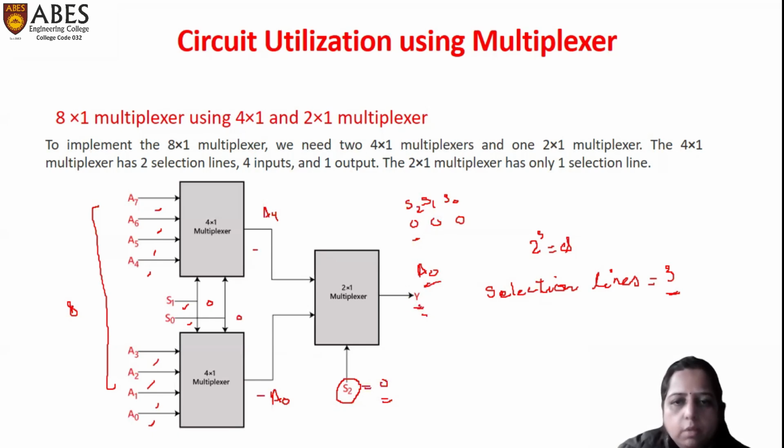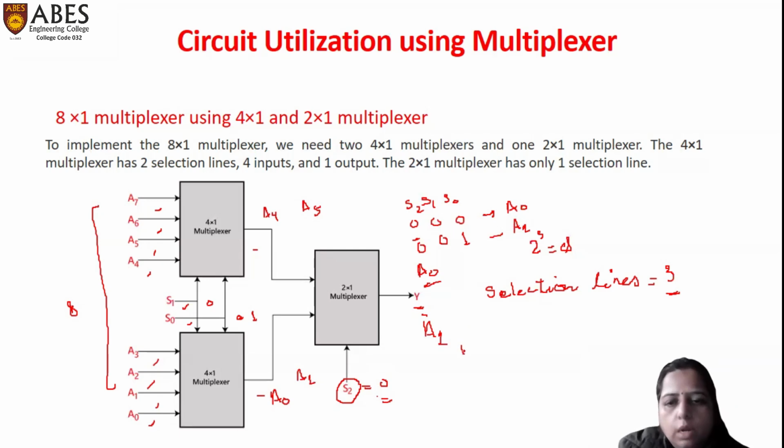Similarly, we can see another example if we have 0, 0, 1. Here S0 is equal to 1 and S1 is equal to 0. So for this input, the upper multiplexer gives A5 and the lower gives A1. Since S2 is again 0, the output will be A1. So for the first case the output is A0, and for this case the output is A1.